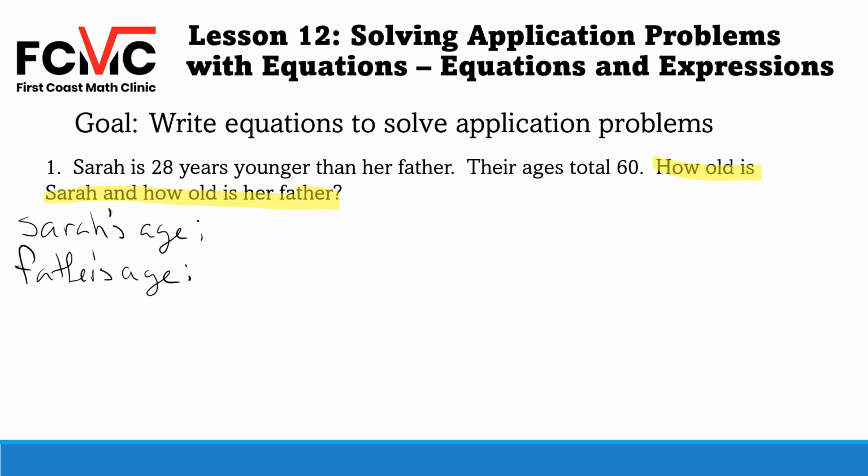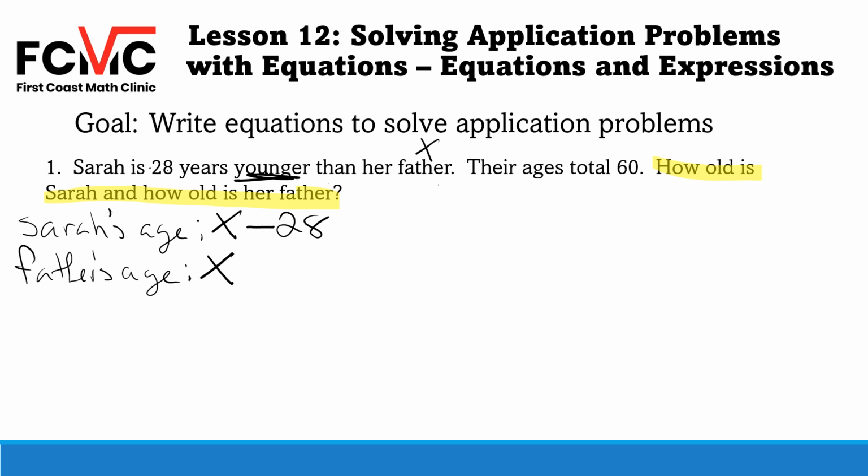So to represent our unknown piece of information, we need to use a variable. We know that Sarah is 28 years younger than her father. So for her father, let's use X to represent her father's age. And if Sarah is 28 years younger than her father, Sarah can be X minus 28.